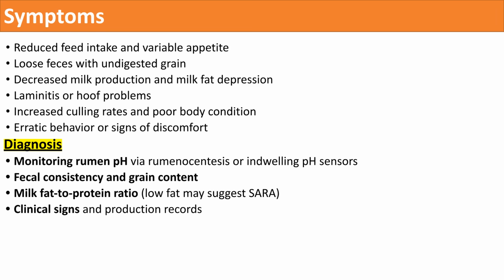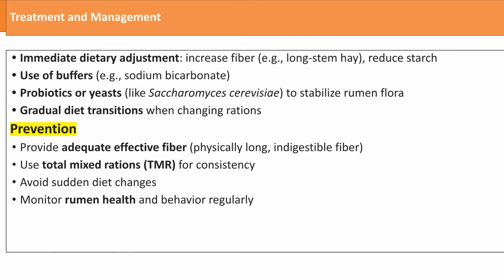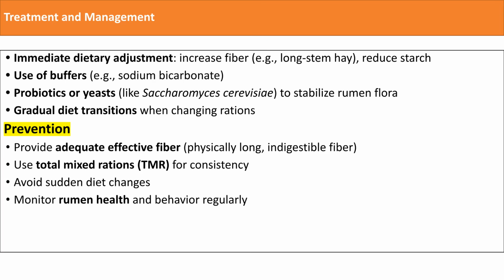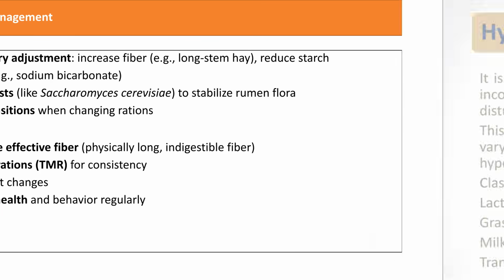Diagnosis involves monitoring rumen pH, checking fecal consistency, analyzing the milk fat-to-protein ratio, and observing clinical signs. Treatment involves immediate dietary adjustment, such as increasing fiber and reducing starch. Buffers like sodium bicarbonate and probiotics or yeasts are also used to stabilize rumen flora. Prevention relies on adequate effective fiber, using total mixed rations for consistency, and avoiding sudden diet changes.